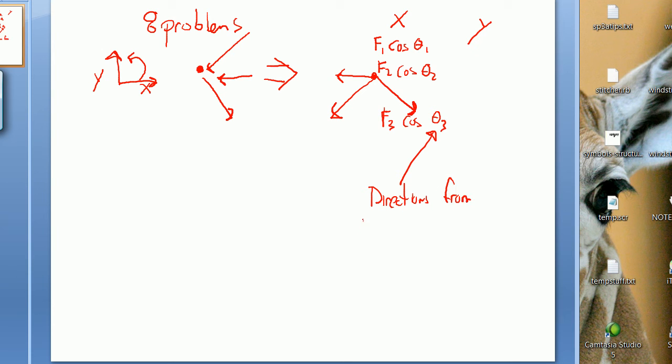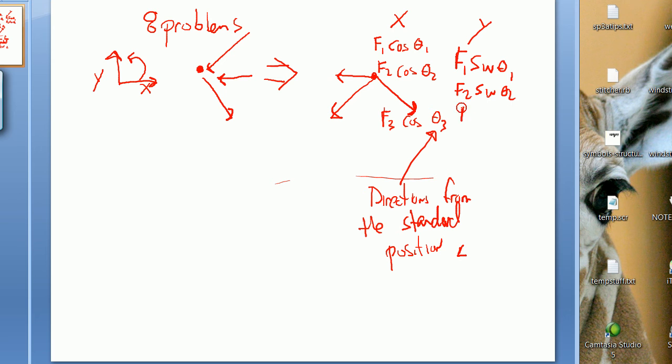where the thetas are the directions from the standard position angle, which is the x-axis. And for the y's, you add up F1 times the sine of theta 1, F2 times the sine of theta 2, and F3 times the sine of theta 3. Well, let's see if we can get this pen working again, which we can't.